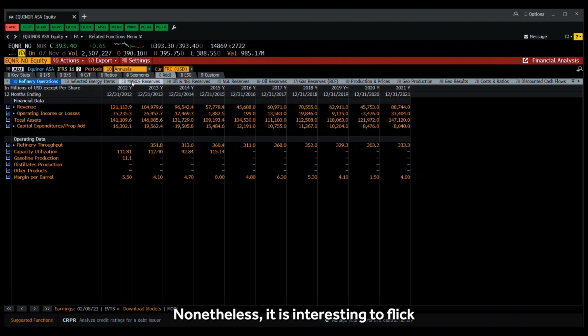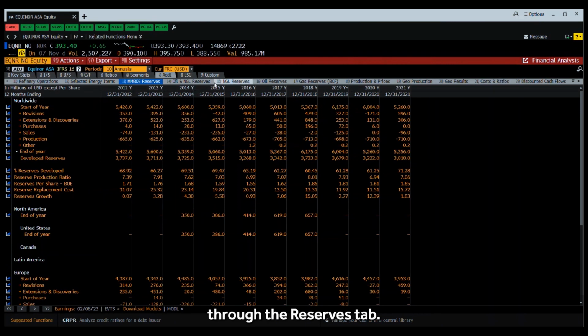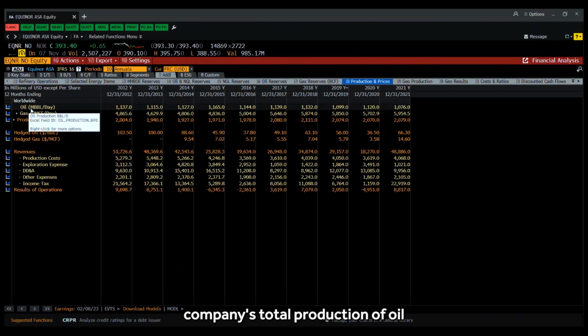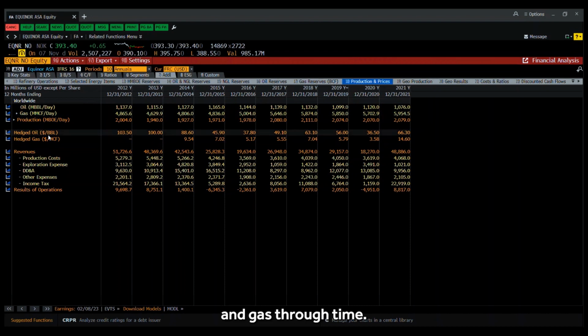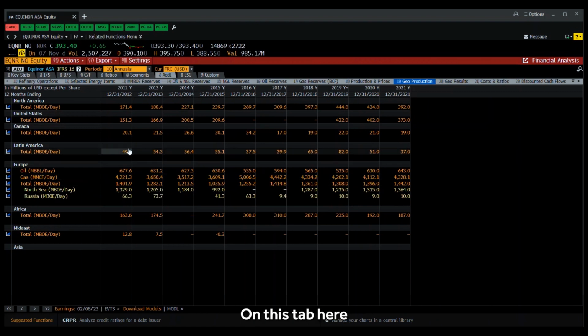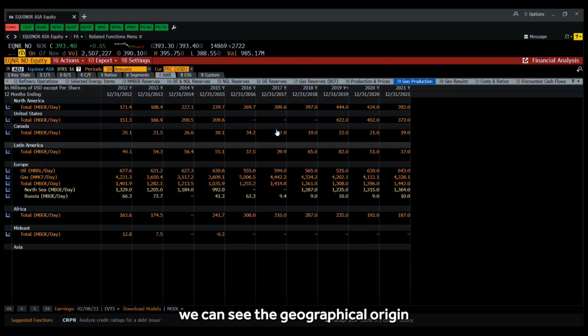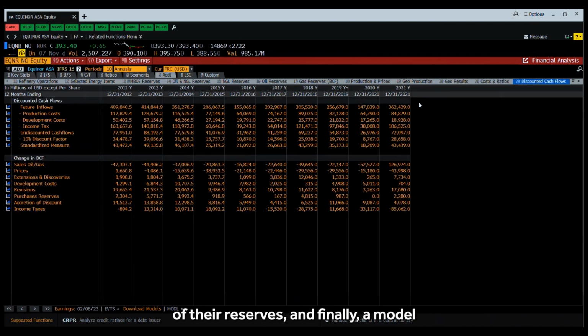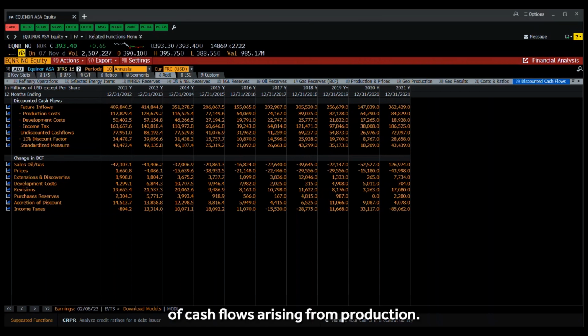Nonetheless, it is interesting to flick through the Reserves tab. For instance, this tab is useful to show us this company's total production of oil and gas through time. On this tab here, we can see the geographical origin of their production, the geographical location of their reserves, and finally a model of cash flows arising from production.